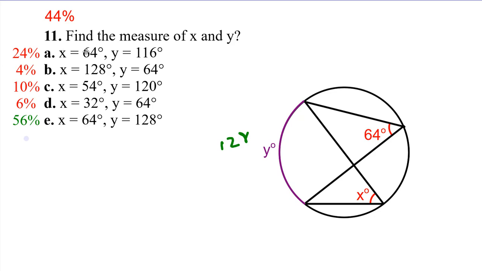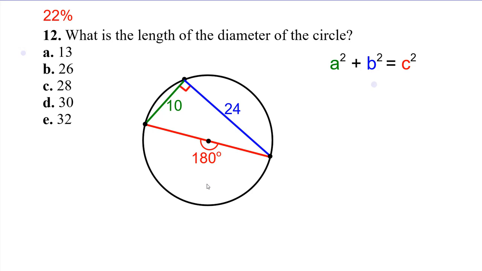So most of you guys got that right. It looks like the common mistake here for y, looks like you said it was 116. So I'm not sure how you would have got that. Maybe it was just a guess. It was the other one that had this angle of 64. But anyway, remember the relationship between the inscribed angle and the actual arc itself is that it's twice the amount, or half, depending on what direction you're going in with your ratio or scale factor. All right, number 12.